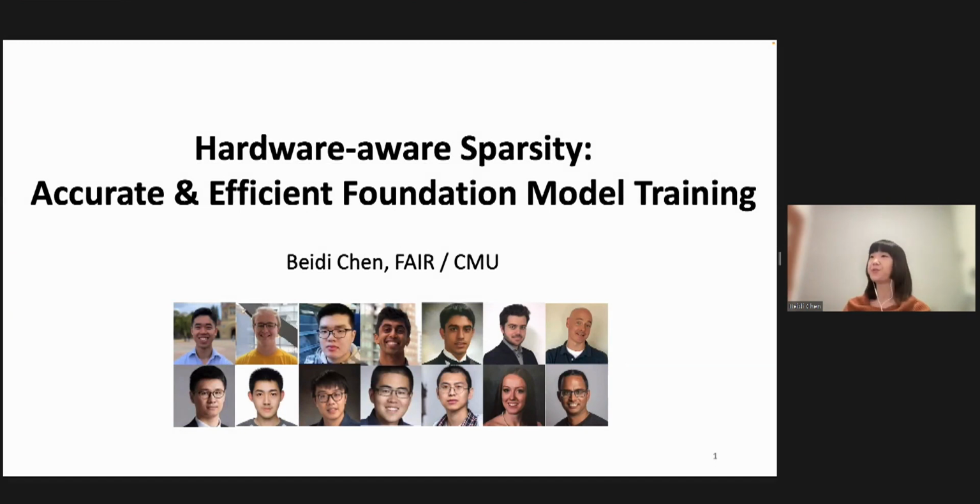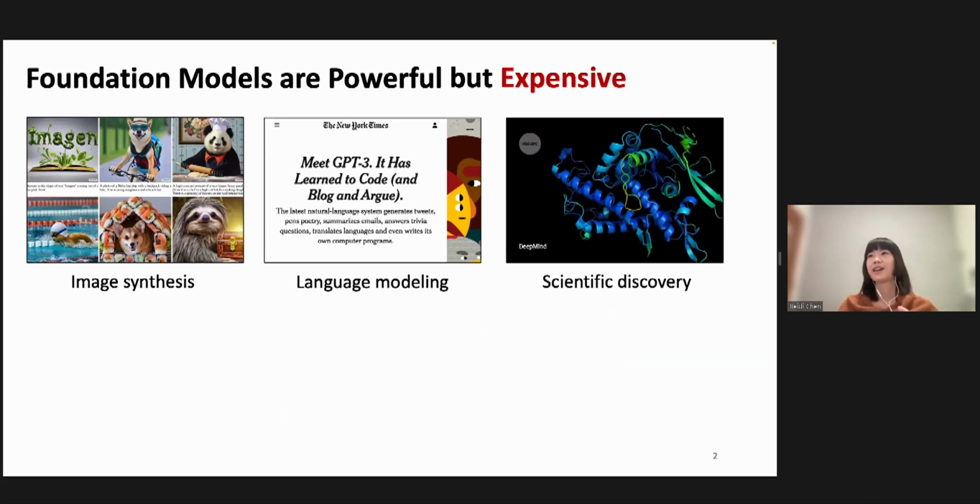And today I'll be very excited to present several joint works with my wonderful collaborators on using hardware-aware sparsity to perform accurate and efficient foundation model training. In recent years, foundation models have made great contributions in image synthesis, language modeling, or scientific discovery. For example, you have probably all heard of models like AlphaFold, GPT-3, ChatGPT, Imagen, and so on.